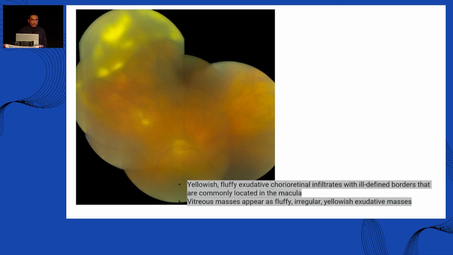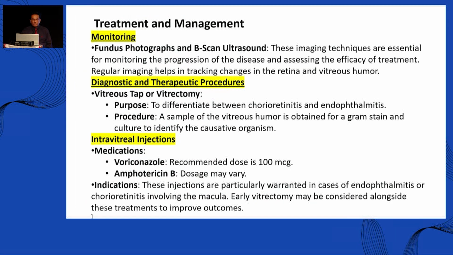So we go for the cases. I just want to show you one case, which you can diagnose as a case of endogenous endophthalmitis. This is how we manage this type of endogenous endophthalmitis with fungal infection.